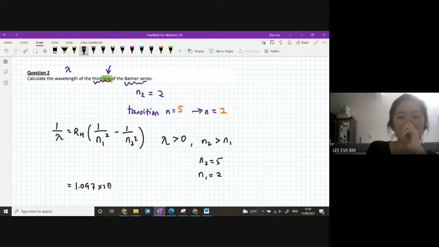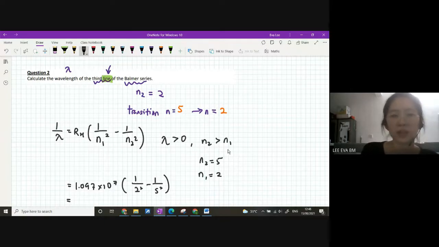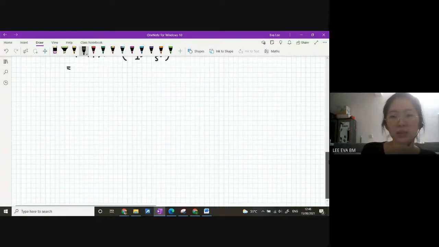1.097 times 10 to the power of 7. Then you apply it over here: 2 squared minus 5 squared. So try to calculate now to see whether the answer given has any mistake or not.